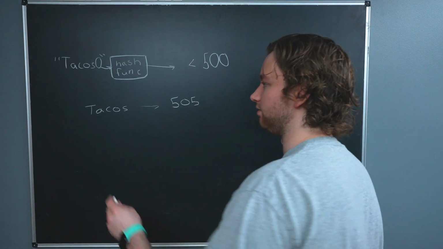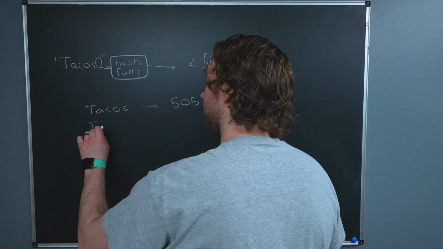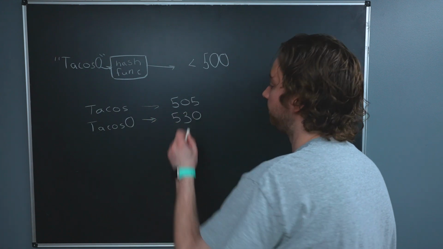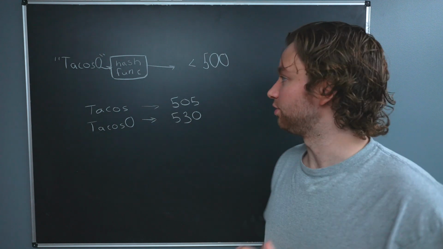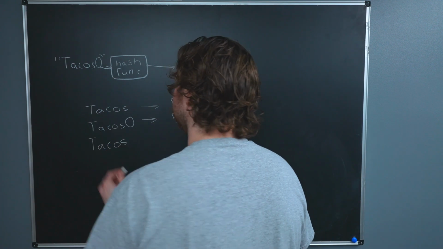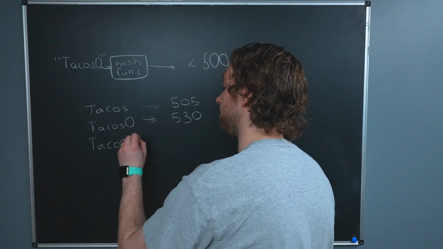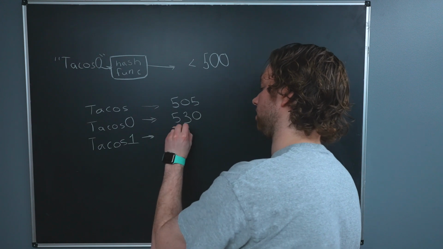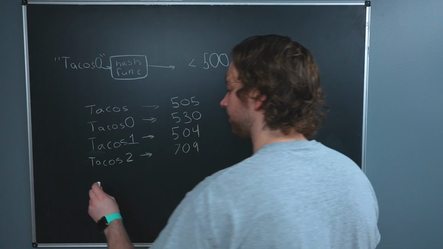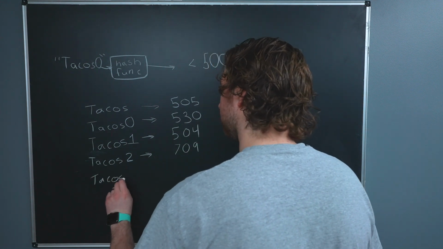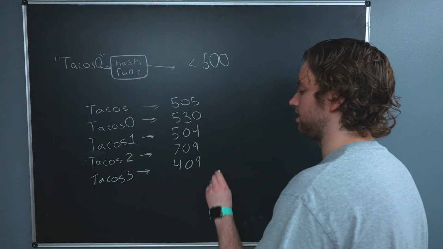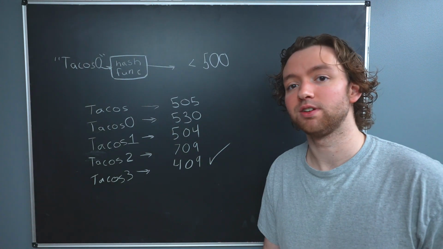So tacos gave us 505, and let's just say tacos 0 gave us 530. Well, at least now we have some variation. There's a chance if we keep trying different things, we'll be able to get under 500. Let's say we both try tacos 1 and we get something like 504. We're getting close, not quite there. Tacos 2, 709. And then we try one more option here, tacos 3, and we finally get a value such as 409, which meets the qualifications to win the game.